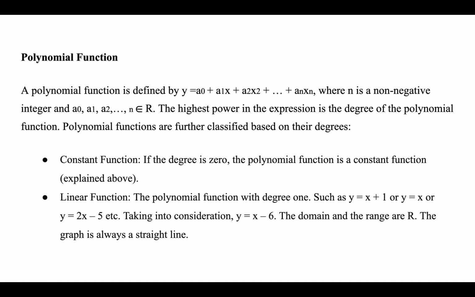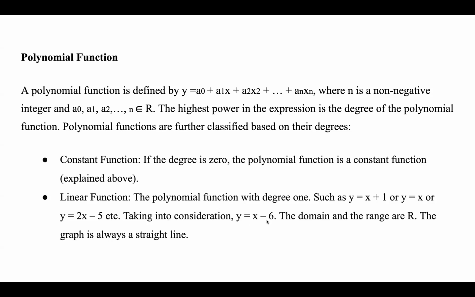Okay, if the degree of the polynomial function is 0, then it is a constant function. If the degree of the polynomial function is 1, then it is a linear function. If the degree is 2, it is a quadratic function. If the degree is 3, then it is a cubic function, and so on. The polynomial function with degree 1, these are the examples.